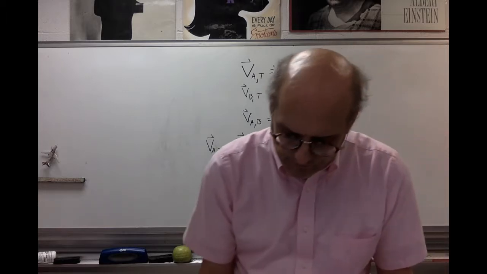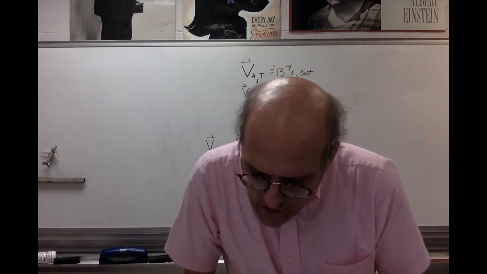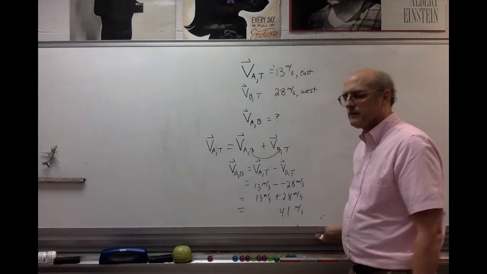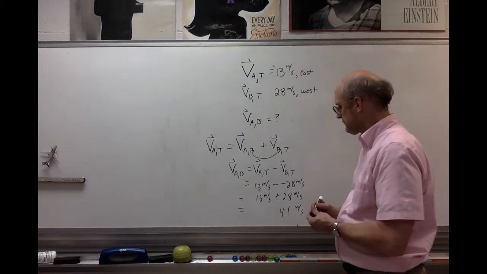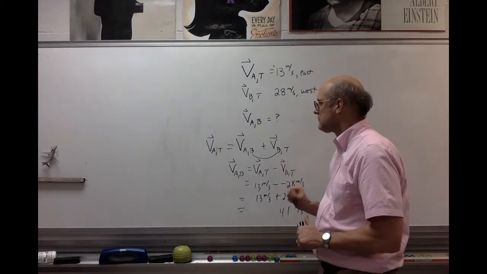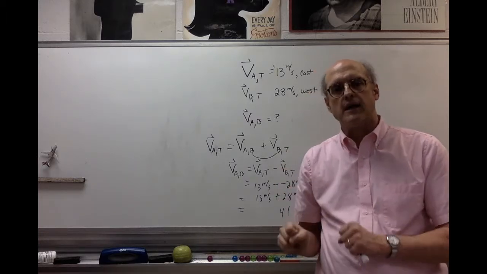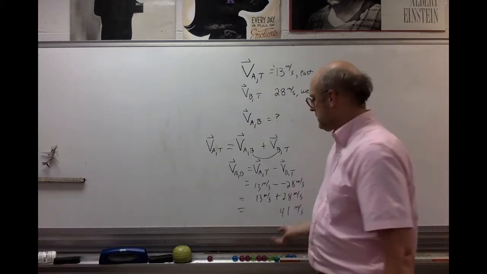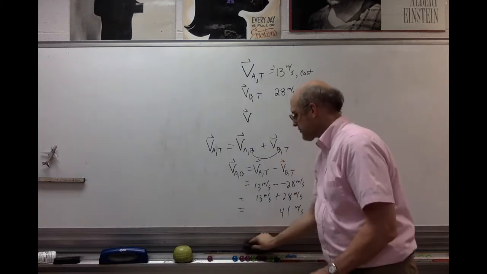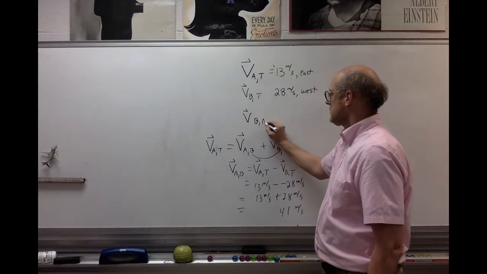Part B, what is the velocity of train B as seen by the passengers in train A? In part B, it's asking what is the velocity of train B relative to the passengers in train A. So it's very similar to this, except we're going to write VBA now.